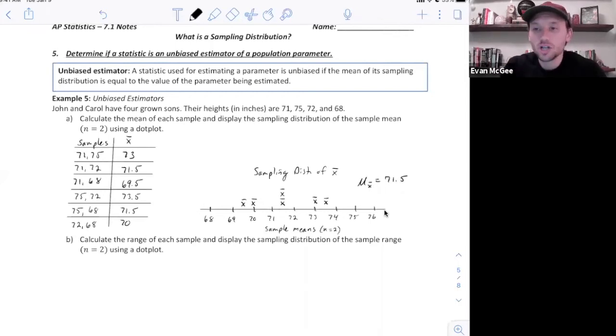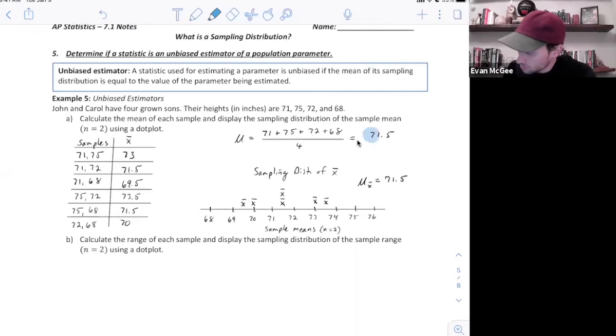So to determine if this is an unbiased estimator, the mean of this distribution will need to be equal to the population mean, because X bar is used to estimate a population mean. So we need to add these together and calculate the population mean. As you can see, the population mean is 71.5, which is equal to the mean of the sampling distribution. This means that X bar is an unbiased estimator of the population mean, because the mean of the sampling distribution is equal to the parameter of interest.